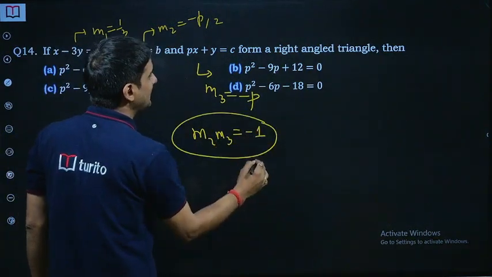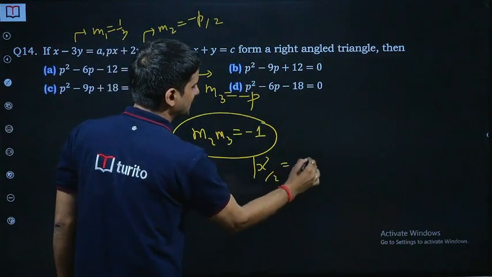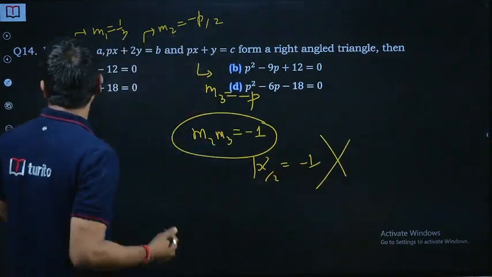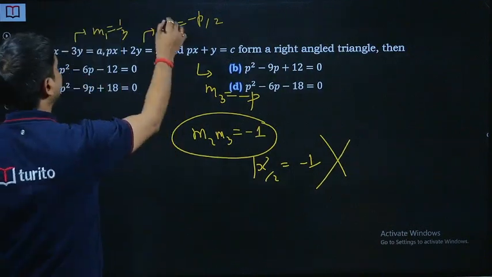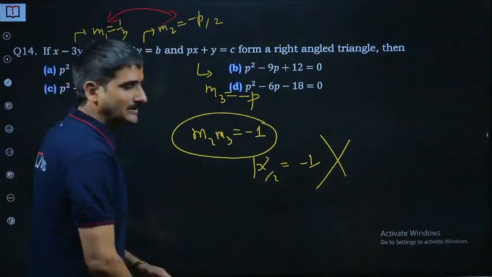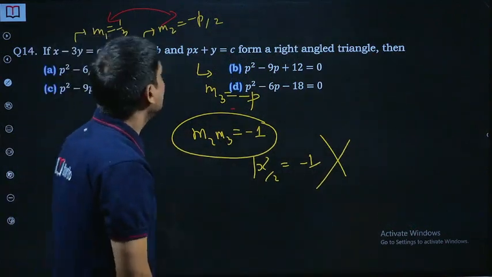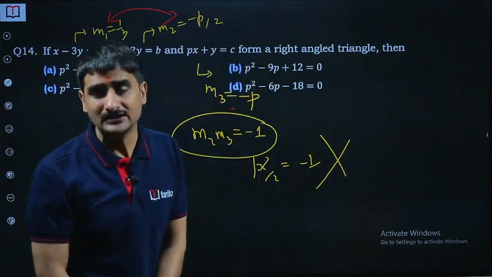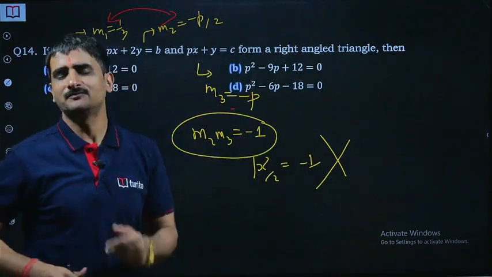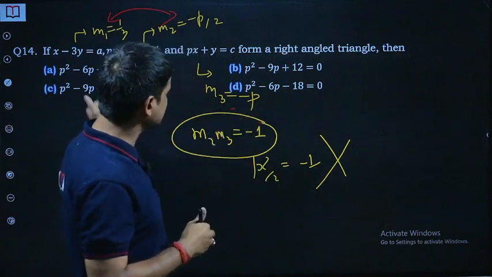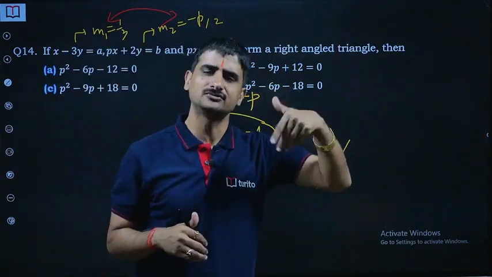Answer is no. Why? Because you will get P square by 2 is -1. Not possible. So of course there are just two possibilities here. You multiply these two and you get it as -1, or you multiply these two and you get it as -1, and then you get the values of P. So two values of P with the quadratic which has those two as roots will be the answer.